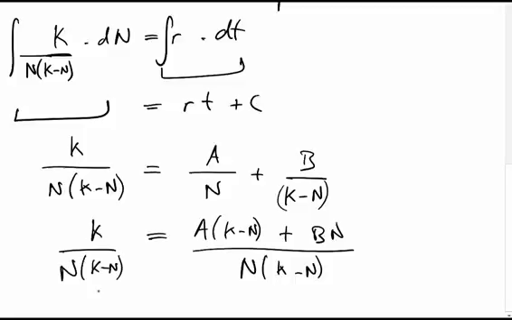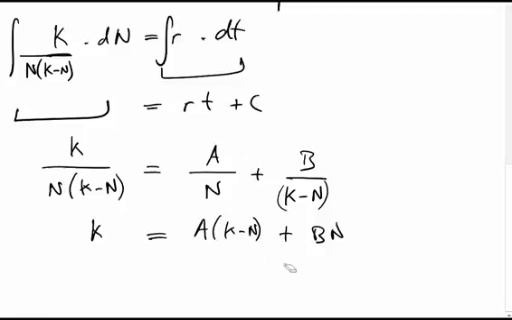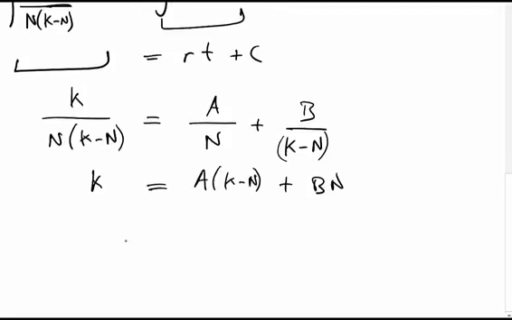All right, so then effectively I can just consider the numerators now, because if I just multiply through by n lots of k minus n, I just get rid of that. So effectively what I'm saying is that k is equal to a lots of k minus n plus bn.